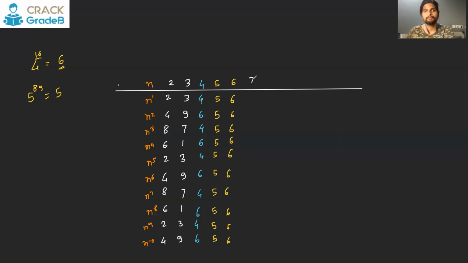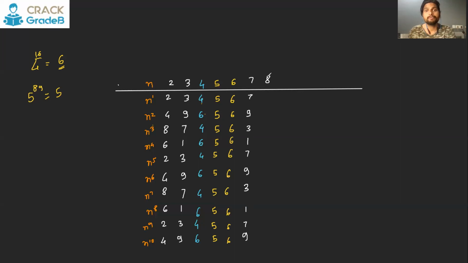Then comes the 7. 7 raised to power 1 is 7. 7 raised to power 2 is 49, so 9. 9 into 7 is 63, so 3. 3 into 7 is 21, so 1. 1 into 7 is 7. 7 into 7 is 9. 9 into 7 is 63, so 3. 3 into 7 is 1. 1 into 7 is 7. So for 7 also, you will have to apply the rule of 4, as the cyclicity is 4.